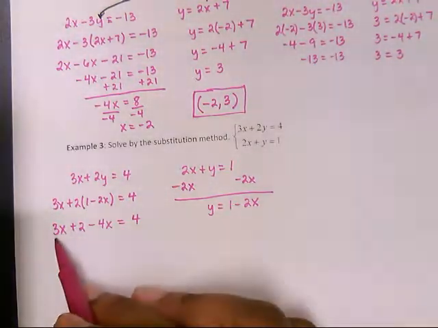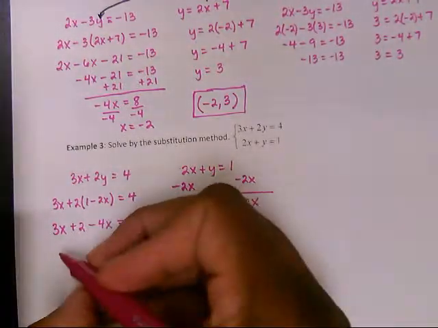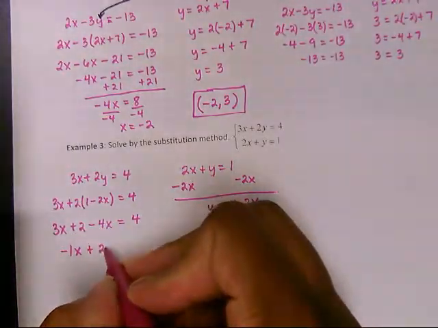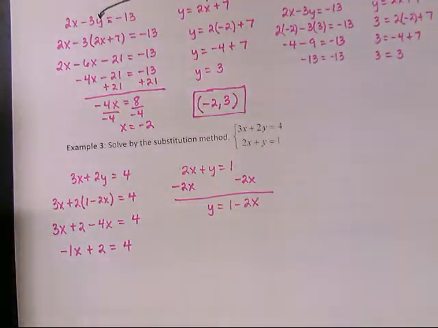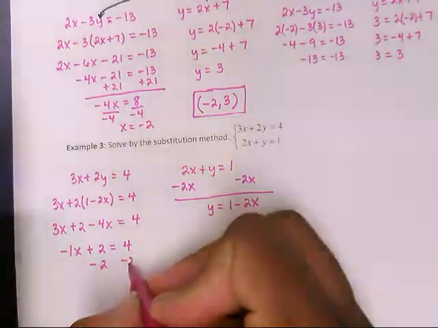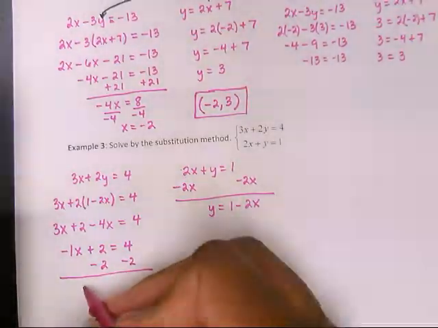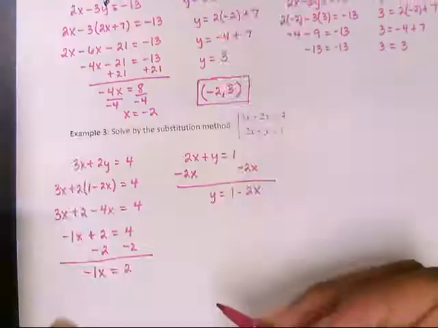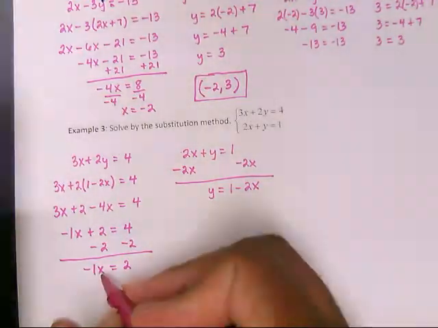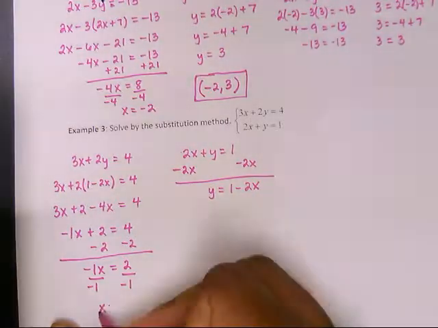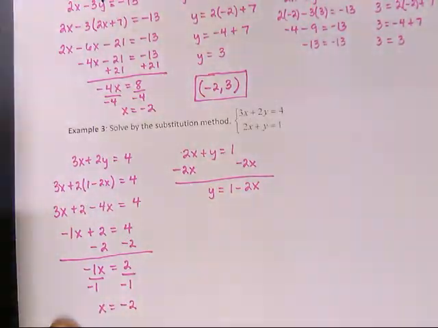Combine like terms here. 3x minus 4x, that's going to be a negative 1x. And then bring down the plus 2, equal to 4. And now to get that negative 1x by itself, I'm adding 2, so I need to subtract 2 on both sides. So it'll be negative 1x equal to 4 minus 2, which is 2. And then to solve for x, I need to divide both sides by negative 1, which will give you x is equal to negative 2.